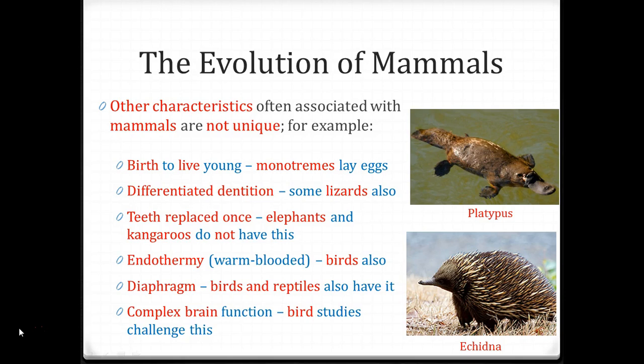Another one that you often find if you do these kinds of searches for traits of mammals is that mammals tend to have differentiated dentition, so they have different types of teeth.